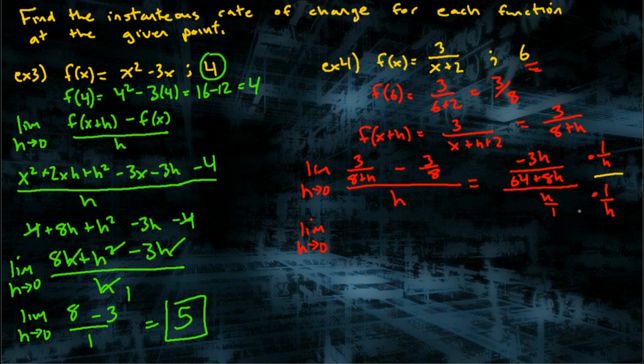So the denominator is going to be a 1, so I don't need that anymore. And then if I take a look at my numerator, these h's will cancel. So that leaves me with negative 3 all over 64 plus 8h. But h is going to 0. So if I put in a 0 now, I'm going to get negative 3 over 64. And that is my average rate of change at 6. Hopefully I didn't mess up with that negative. I don't remember. I deleted all the work. But that gets the gist of it.